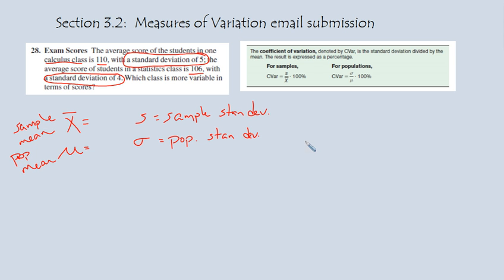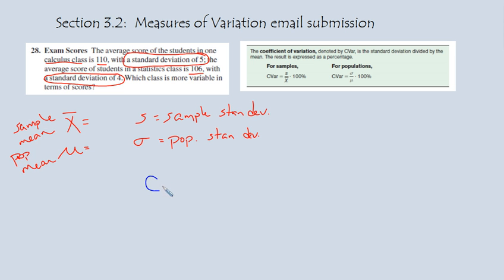Alright, so the first thing I think about here is we talk about the average score of a student in one calculus class. One calculus class. So I'm pretty sure this sounds like a sample to me, not a population. But either way, when we find the coefficient of variation, we're going to have the same formula here.